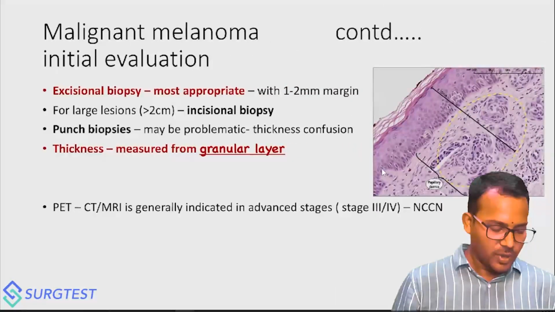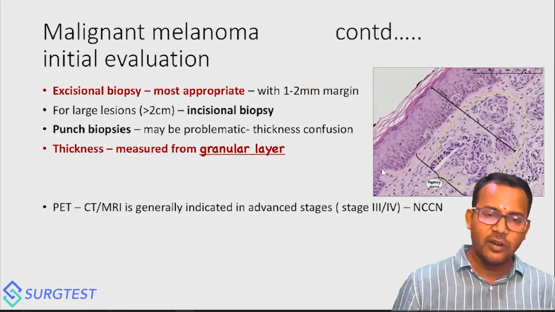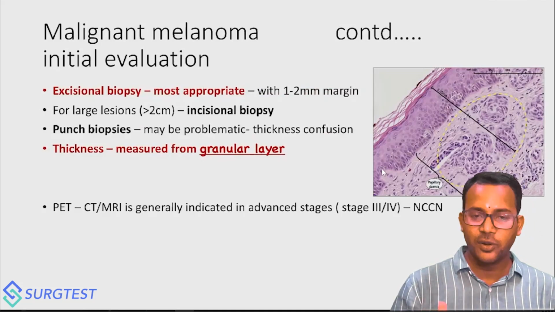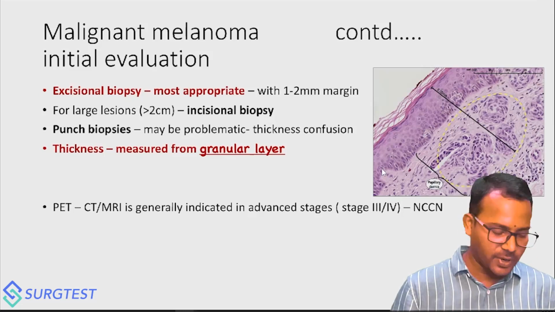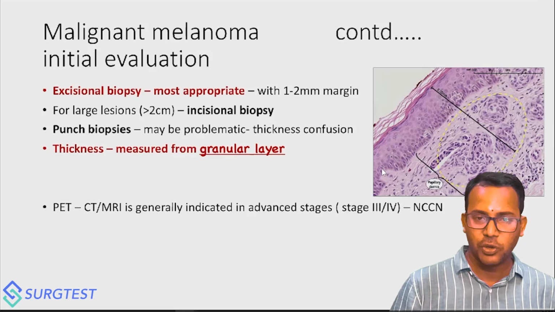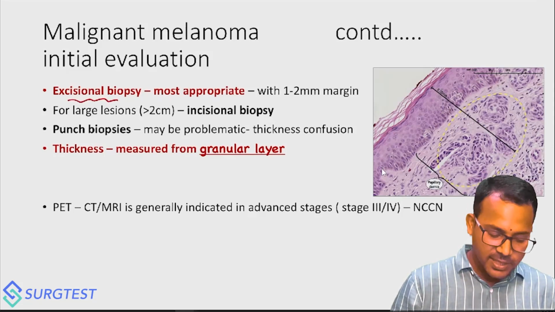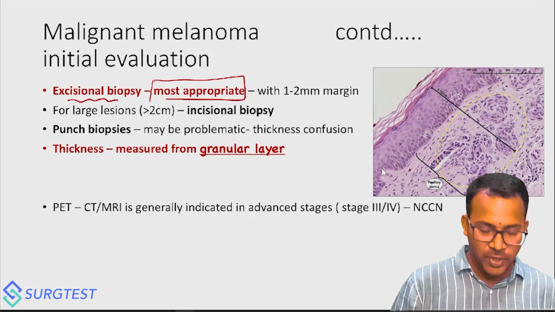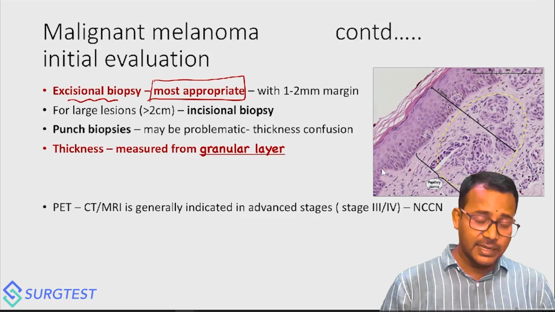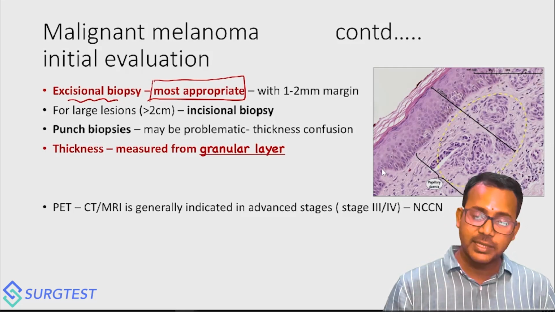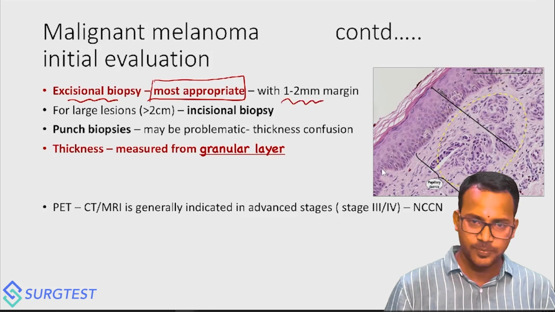Okay. So going ahead with the evaluation of this malignant melanoma, after you make a clinical diagnosis of malignant melanoma, the second step would be to take a biopsy, right? And the important point that you have to remember is that excisional biopsy is the most appropriate biopsy. So the most appropriate biopsy for malignant melanoma is an excisional biopsy, and this excision should be done with a 1 to 2 millimeters of margin.